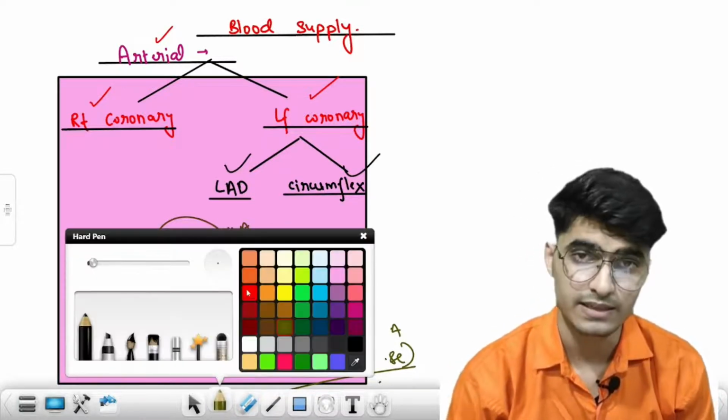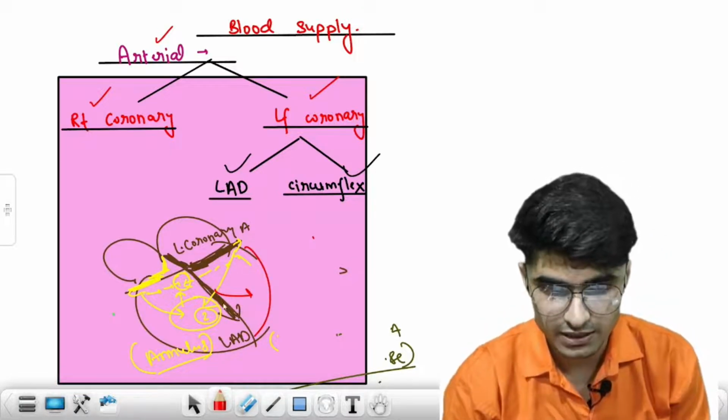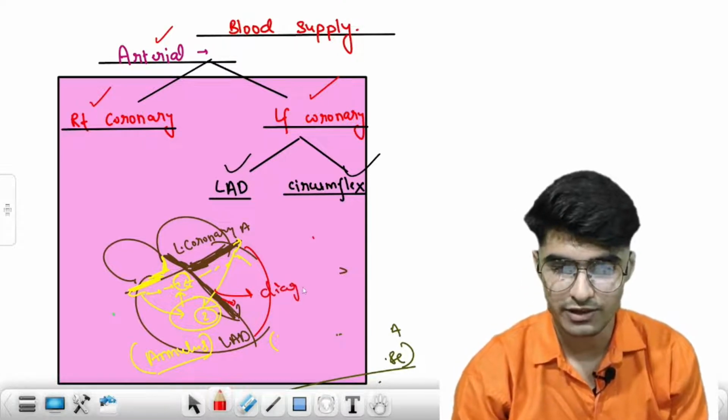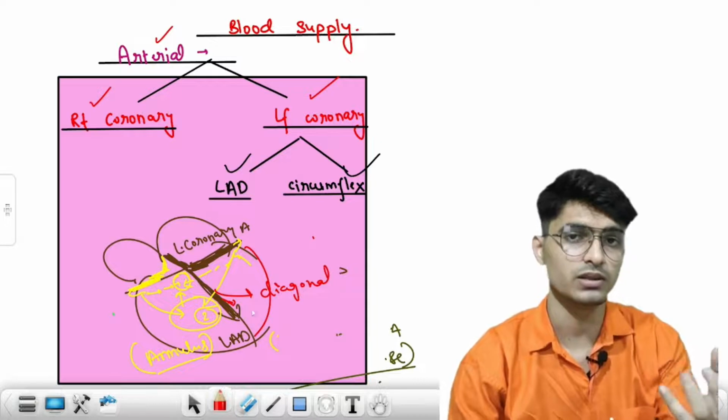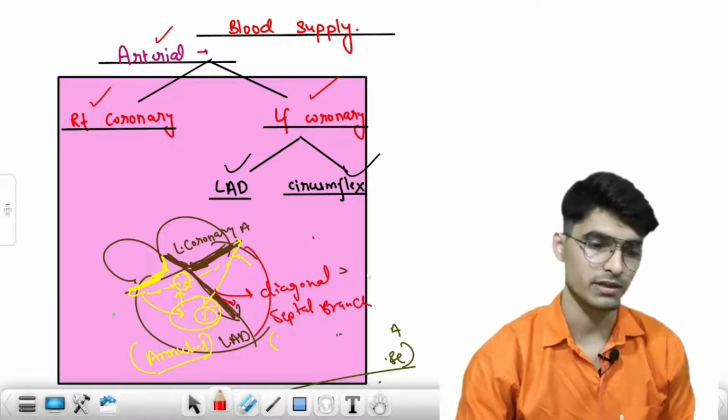So this is the left coronary artery, and that is basically the circumflex artery. And this is our LAD, the left anterior descending branch or anterior interventricular artery, and that gives a diagonal branch and the septal branch, which supply the left ventricle and the anterior two thirds of the septum. That is basically the LAD.